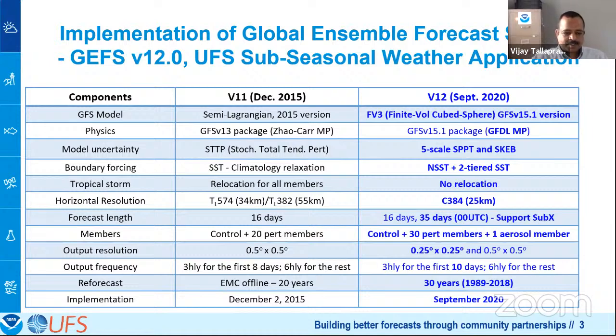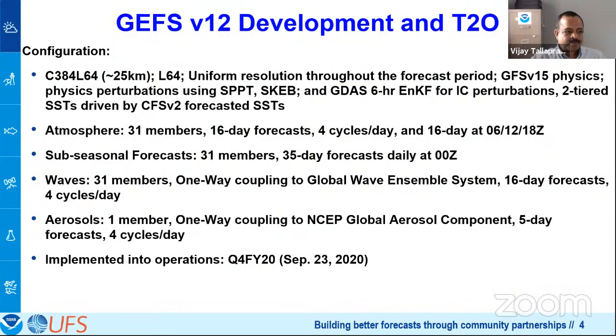The Ensemble members also increased from 21 to 31, and the resolution of the output is made available at 1/4 degree, 3 hourly for the first 10 days and 6 hourly for the rest of the 35 days. The advantage of this system is that it also came with a 30-year reforecast and a 20-year reanalysis that was done separately from this model implementation.